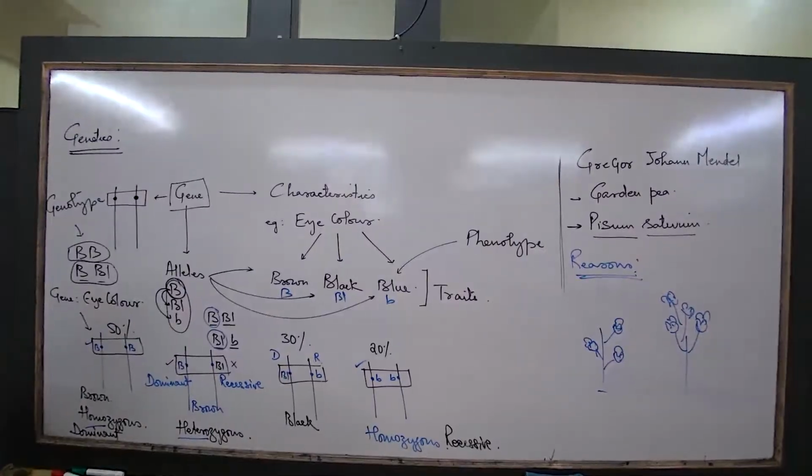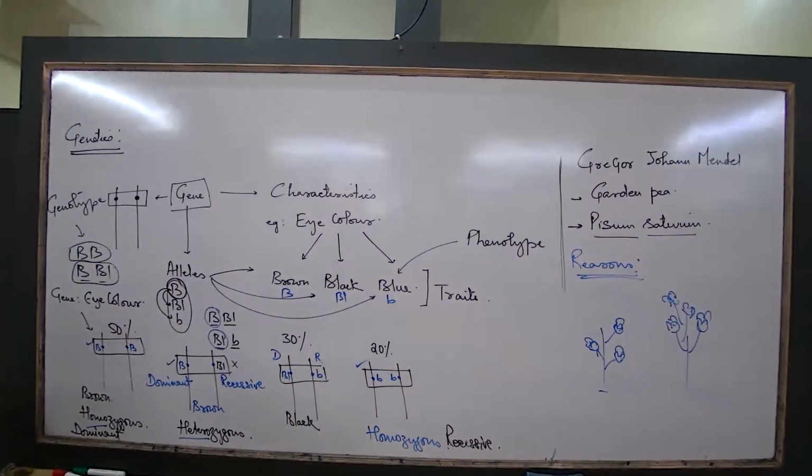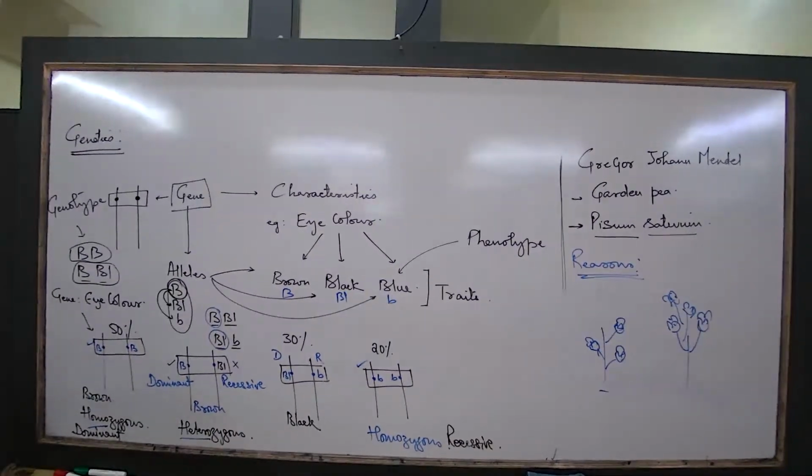So how many characters are we talking about? 7. How many traits? For every particular character, we are talking about 2 traits. Now this you have to remember. What are the different colors?